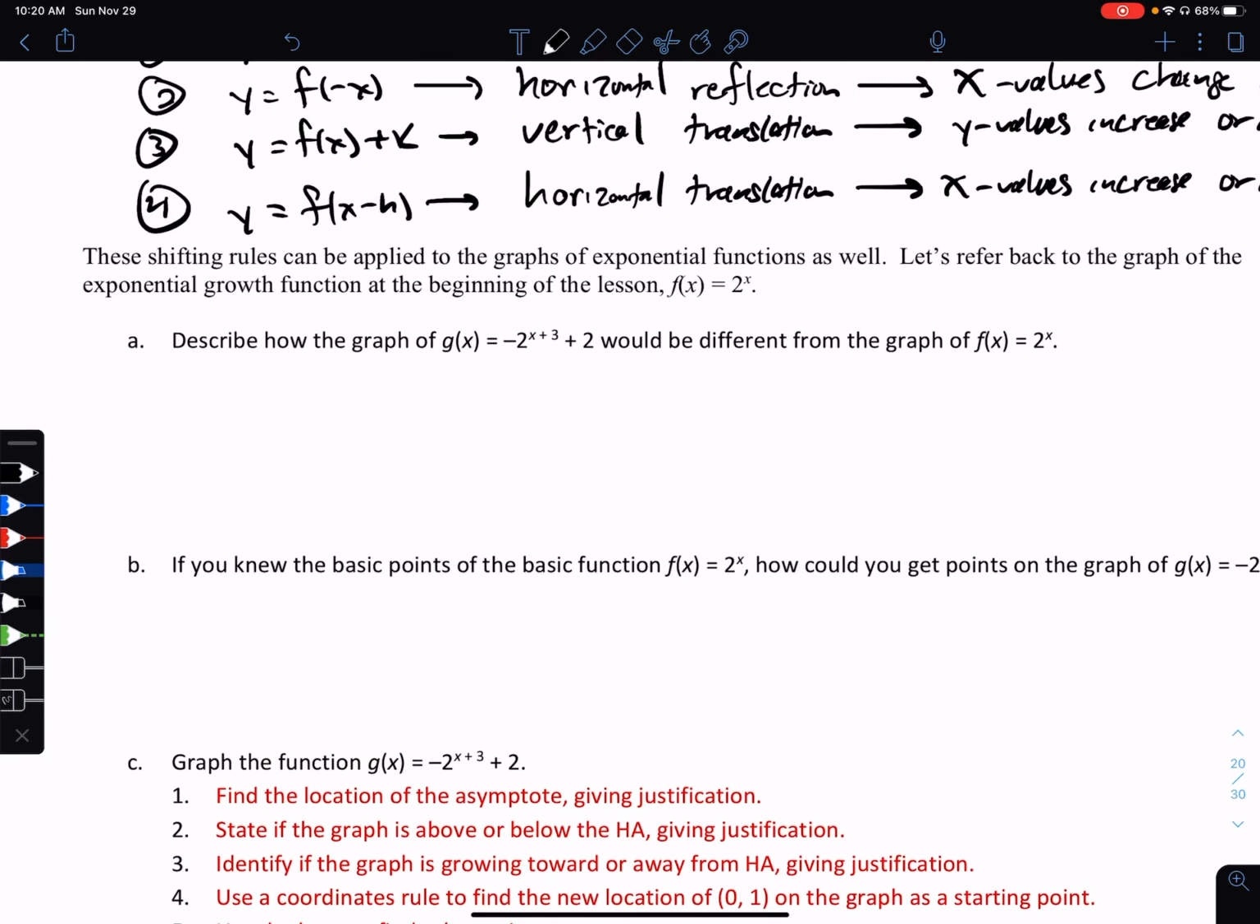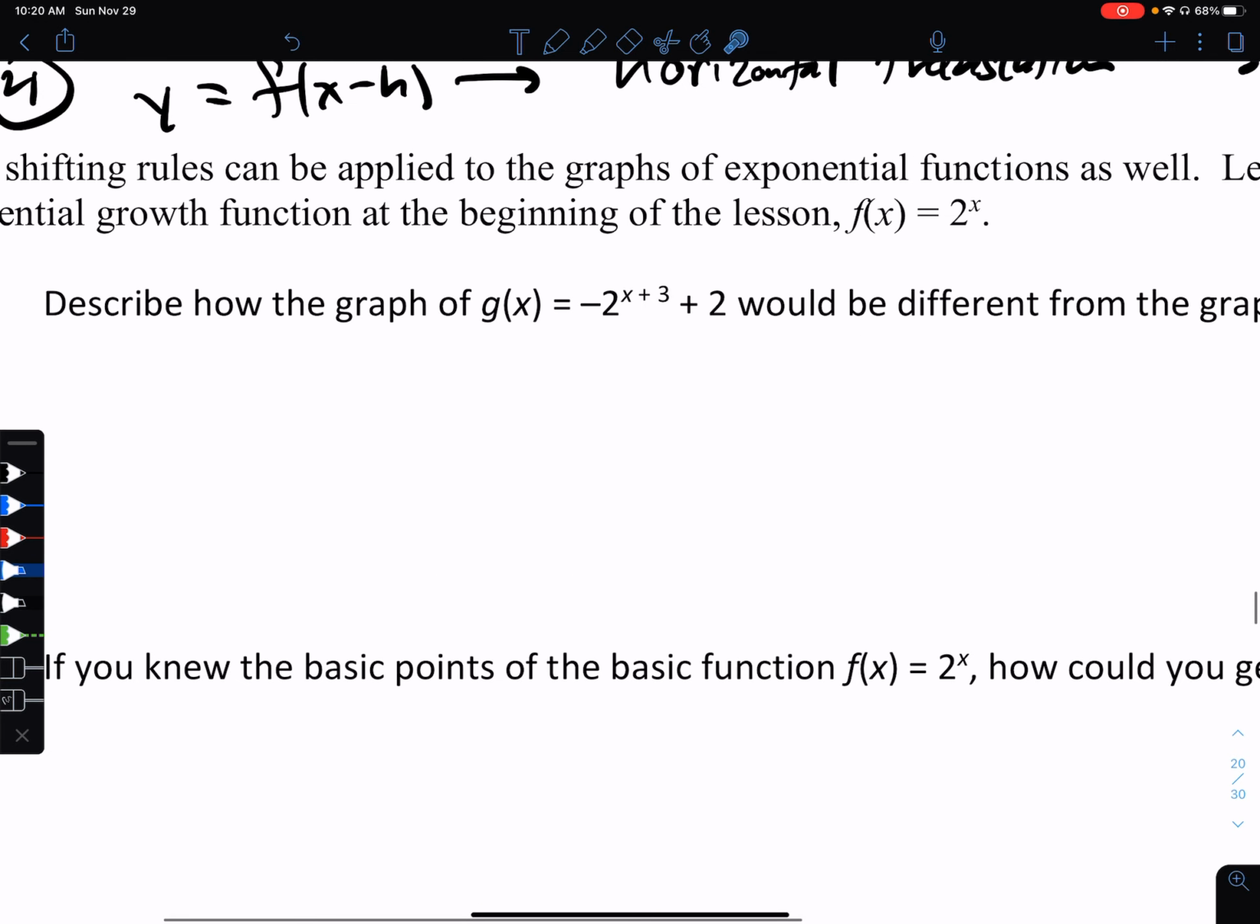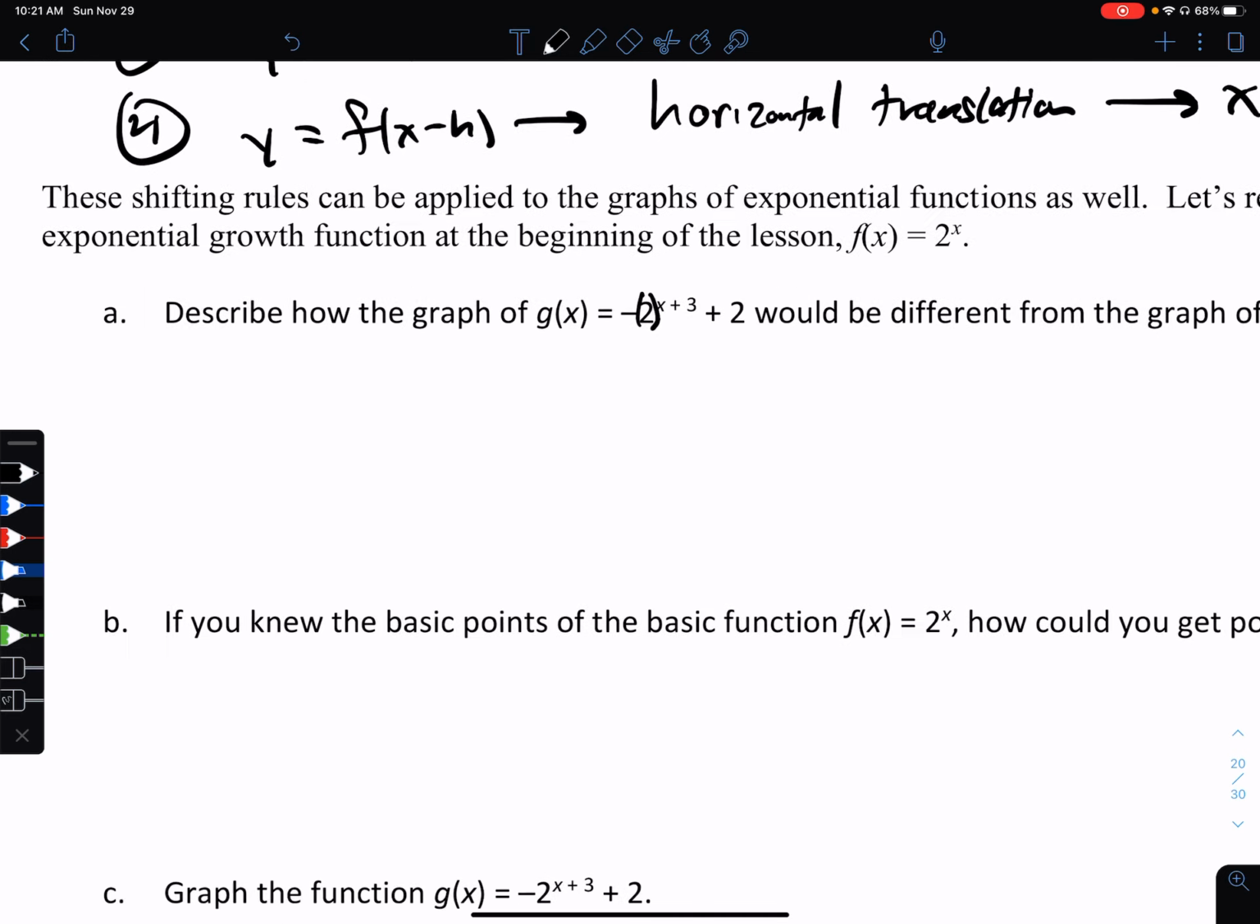So let's check out this compared to the parent 2 to the x. Please remember, super important, that this 2 is being raised to an x plus 3. This negative is an afterthought. If it helps, put the 2 in parentheses. If we meant for the negative to be a part of the base, it would be like this. But that is not the case. So this is a 2 that's being raised to the x plus 3.